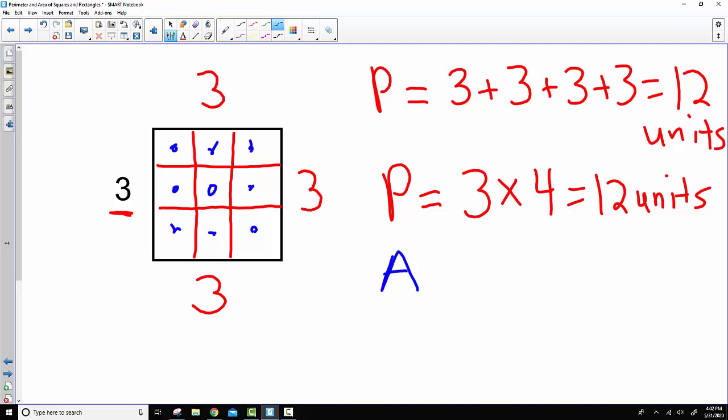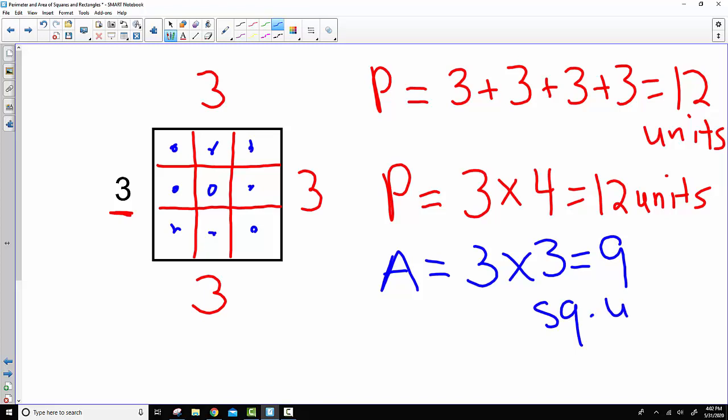Area we can find through length times width. And the length and width of this happens to be the same. So 3 times 3 equals 9. So we have 9 square units for this perfect square.